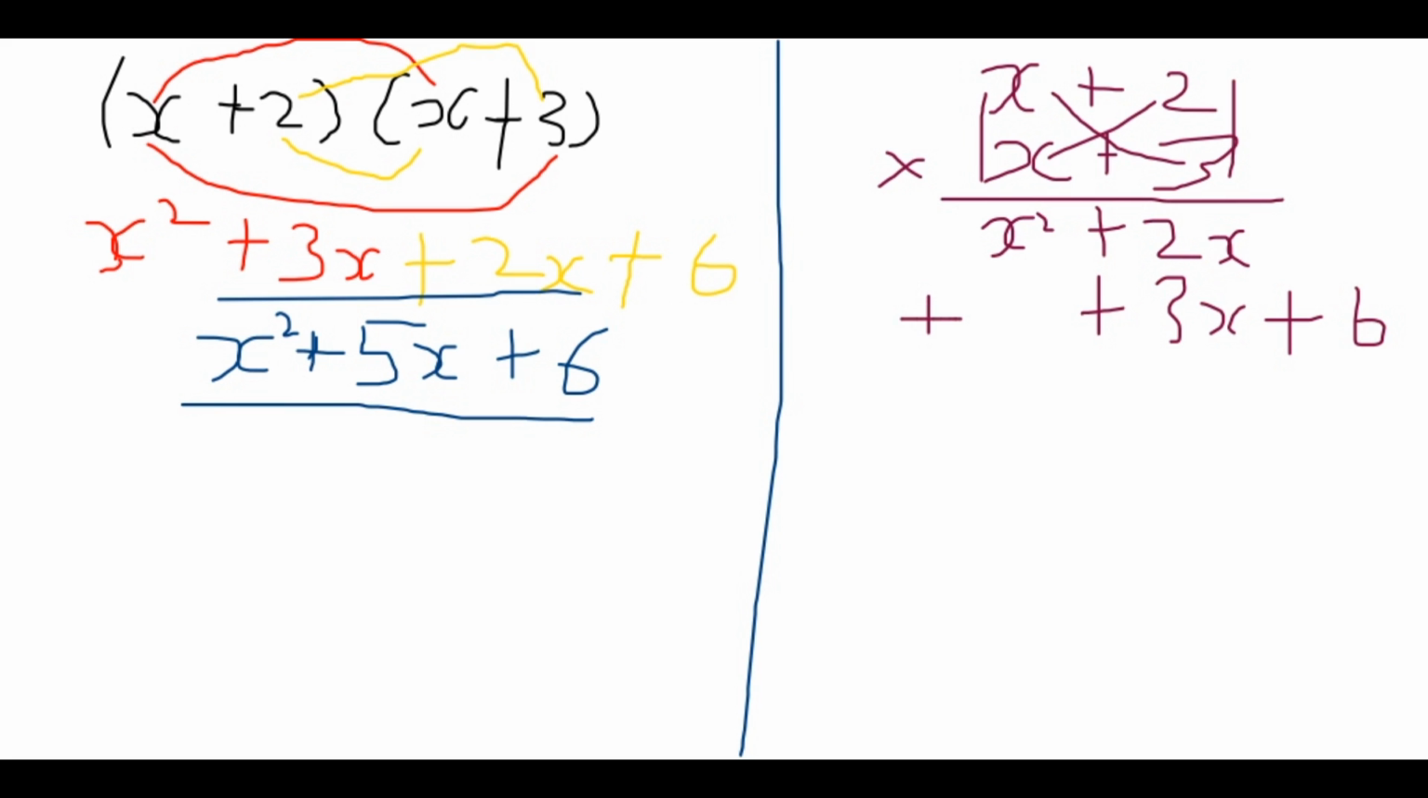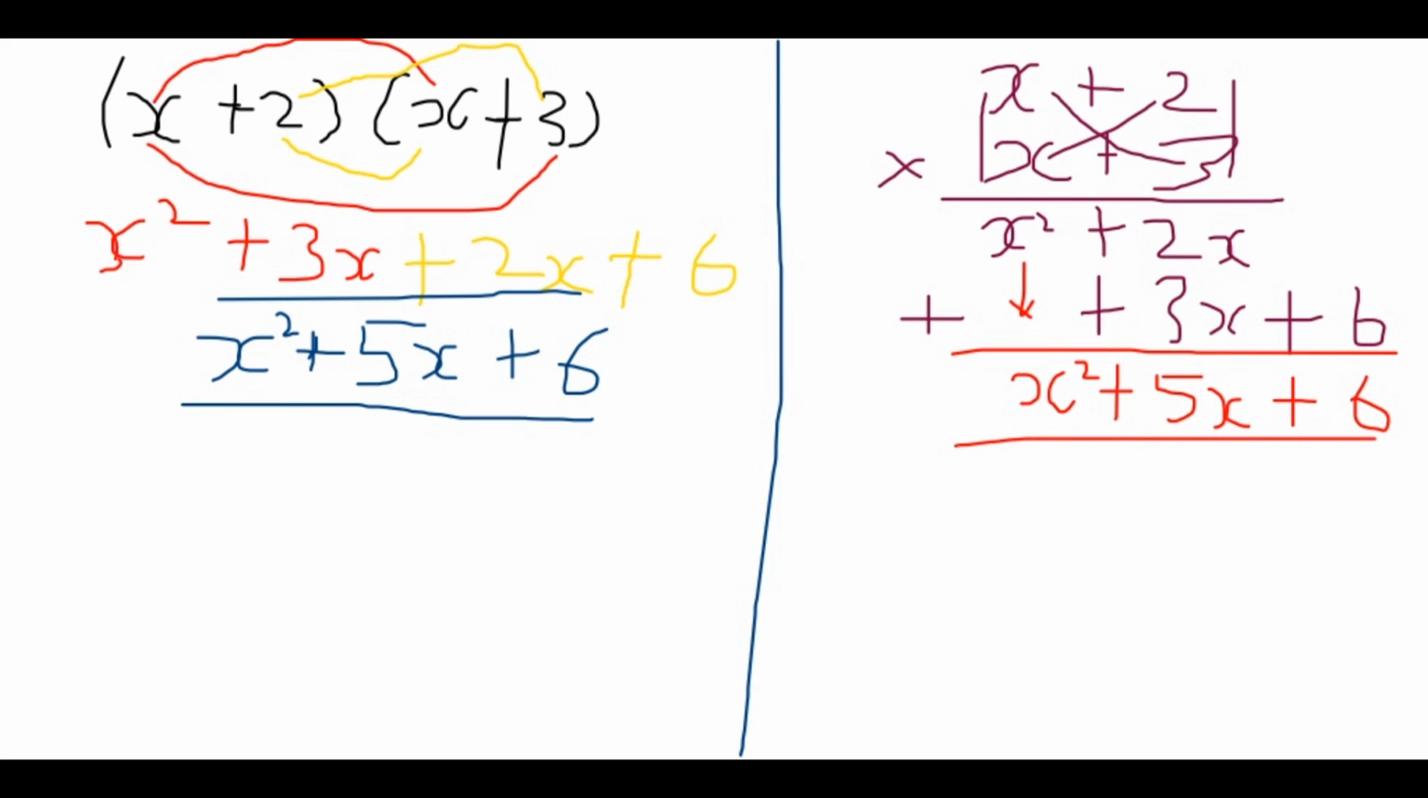So now we are going to add the terms. We can bring down 6 here, and 2x plus 3x is 5x, and x squared we can just bring down, so we'll have x squared plus 5x plus 6, and at the end we still arrive at the same answer. So try to solve this problem or expand this term.